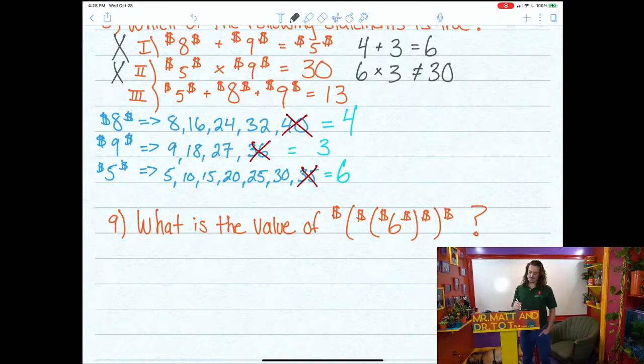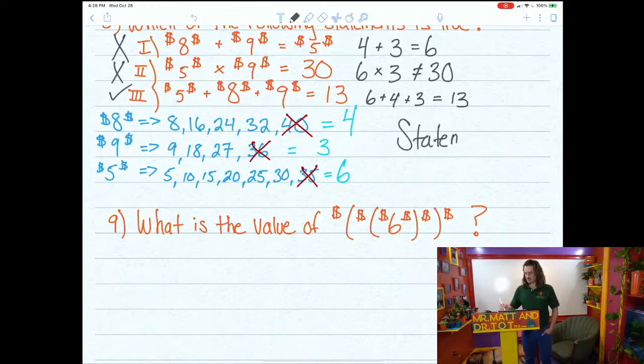And then number 3: $5$, that's going to be 6, plus 4, plus 3 is equal to 13. That is true. 6 plus 4 is 10, 10 plus 3 is 13. So your answer here is going to be statement 3 only.